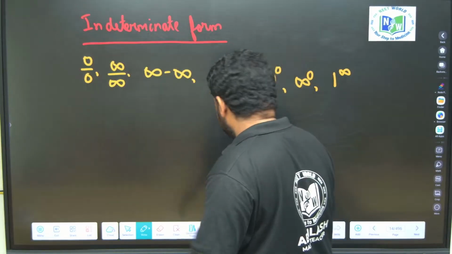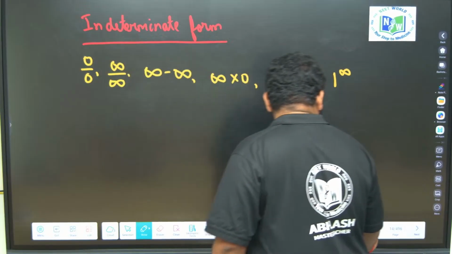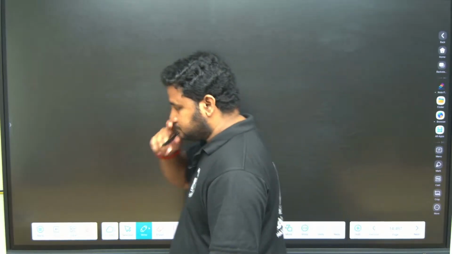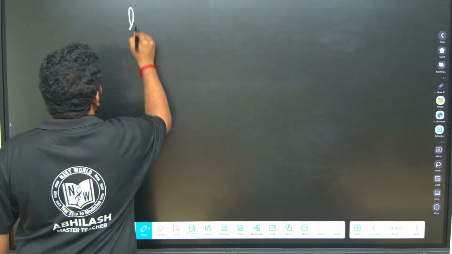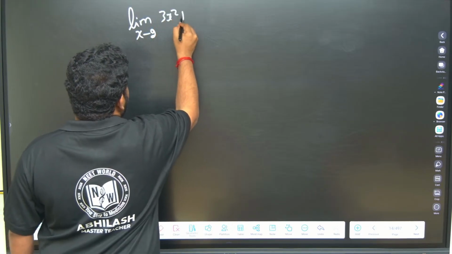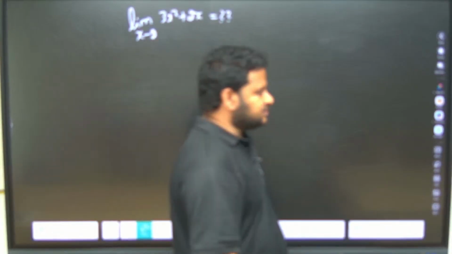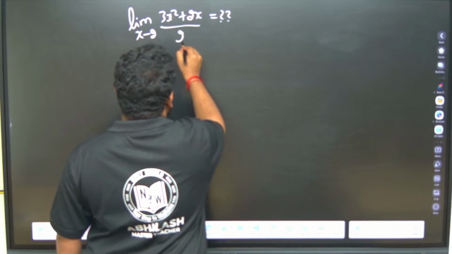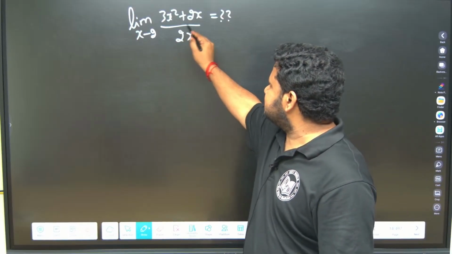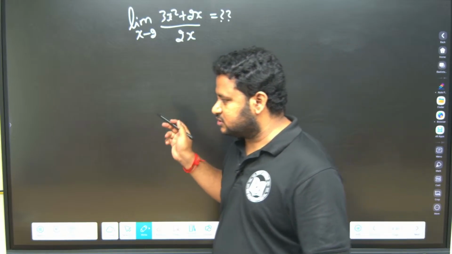Next, before I put x is equal to 2, let me solve one more question. Suppose they give: limit x tends to 2, (3x square plus 2x) by 2x is equal to how much? This is the question. When they give the question like this, what happens?